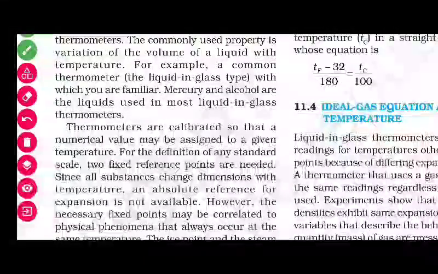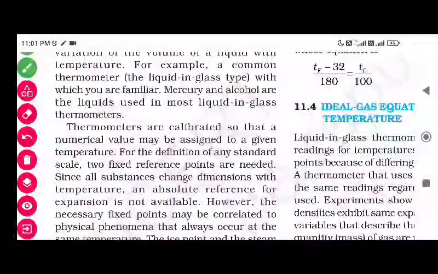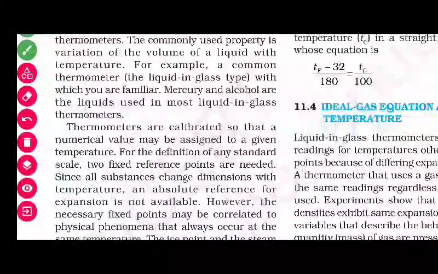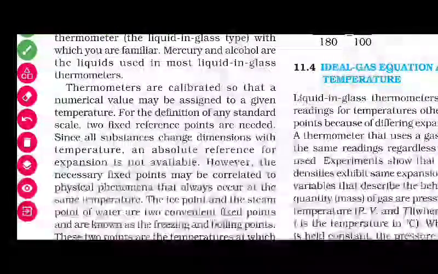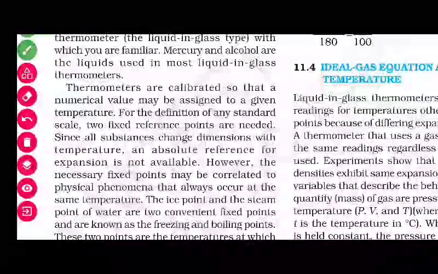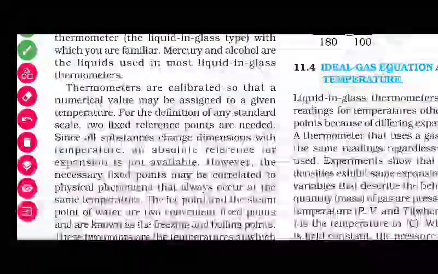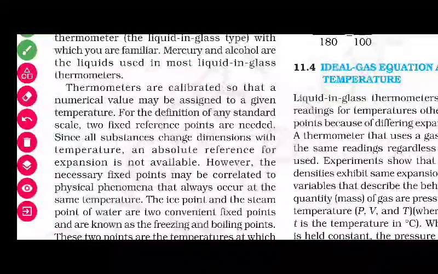Thermometers are calibrated so that a numerical value may be assigned to a given temperature. Like in the case of our body, on the degree Celsius scale it is 37 degrees Celsius. We assign a number at that particular temperature. For the definition of any standard scale, two fixed reference points are needed. We'll see there are three or four scales of temperature: the Fahrenheit scale, the Newton scale, and degree Celsius and the Kelvin scale. For that, two reference points are needed.